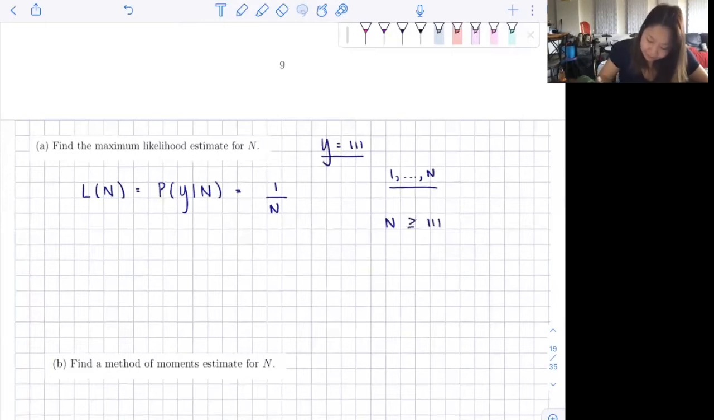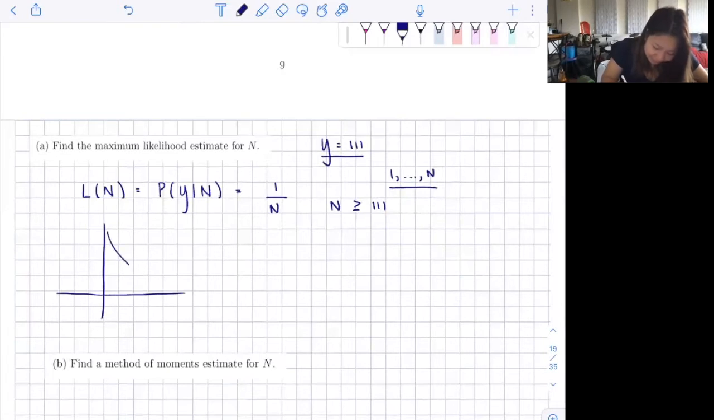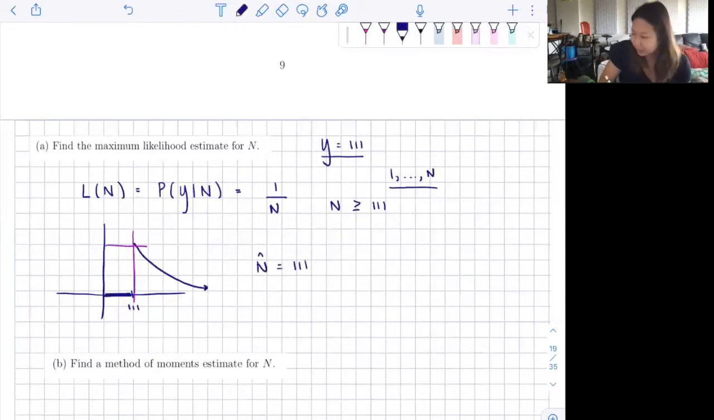So this is our likelihood. And if you were to graph this, you would get something that looks like this, but discrete, which is continuously decreasing. Also, from here to 111, it's going to be 0, and then from 111 downward, it's going to decrease. So we're going to select our MLE right here to maximize the likelihood. So our MLE, N hat, is going to equal 111.